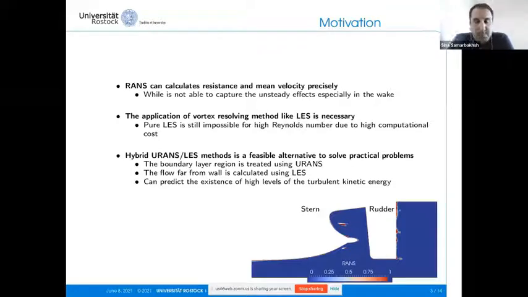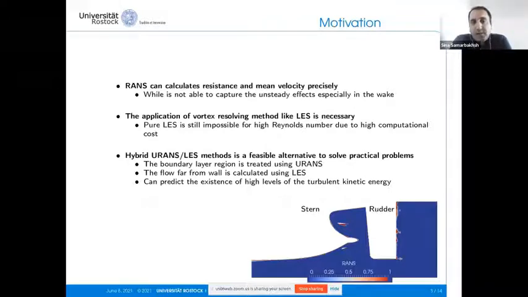So in this slide, we want to talk a little bit about the motivation of this work, why we need to develop hybrid URANS LAS method. As you know, RANS can calculate resistance and mean velocity precisely, but it is not able to capture the unsteady effect, especially in the wake of ship hull, in the ship hydrodynamics application. So the application of vortex resolving method like LAS is necessary, but at very high Reynolds number due to high computational cost, application of LAS is almost impossible. That's why we go in the direction of hybrid URANS LAS method.